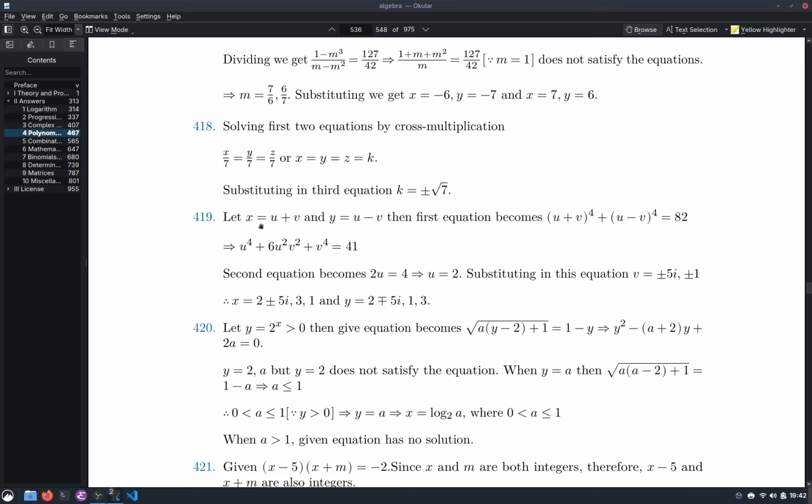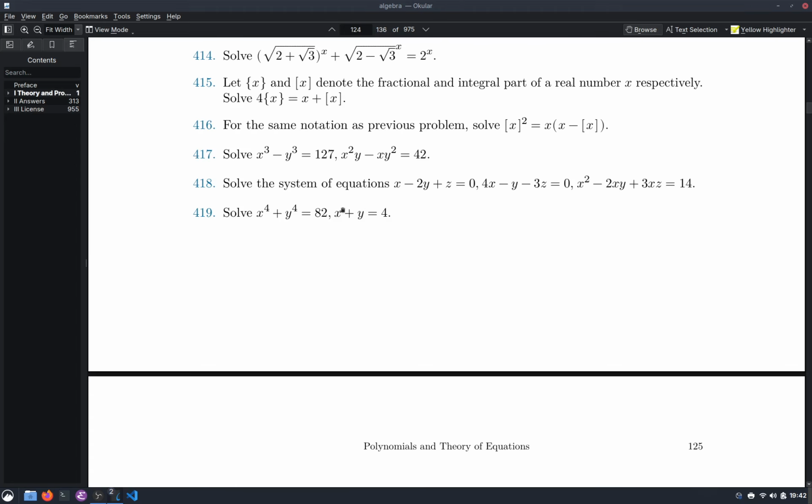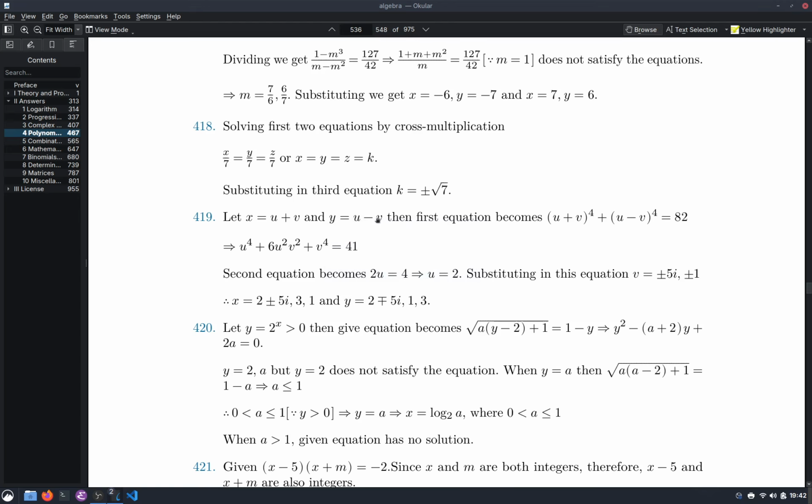in equation x is equal to u plus v and y is equal to u minus v. Why we plug it in this way is because it's very simple to calculate u and v with this equation. It is kind of trivial to obtain. So the first equation becomes u plus v to the power 4 plus u minus v to the power 4 is equal to 82, which gives us u to the power 4 plus 6u square v square plus v to the power 4 is equal to 42.